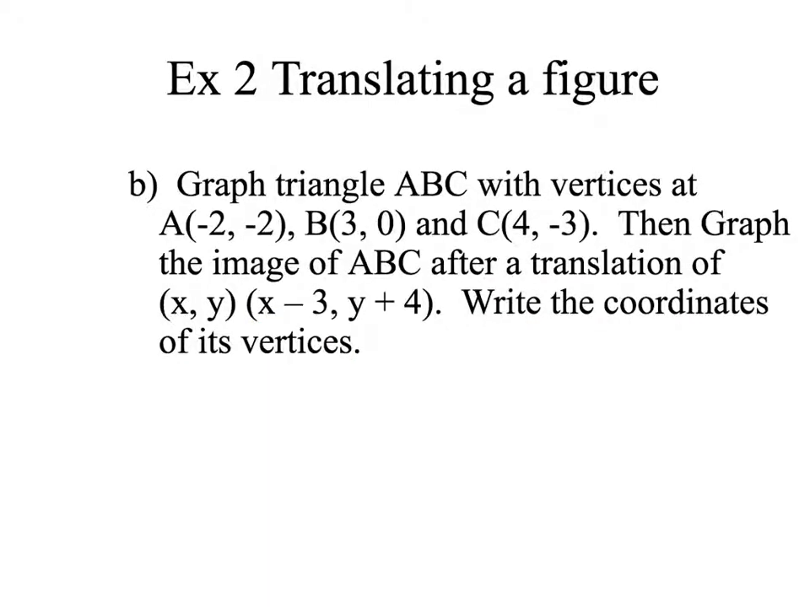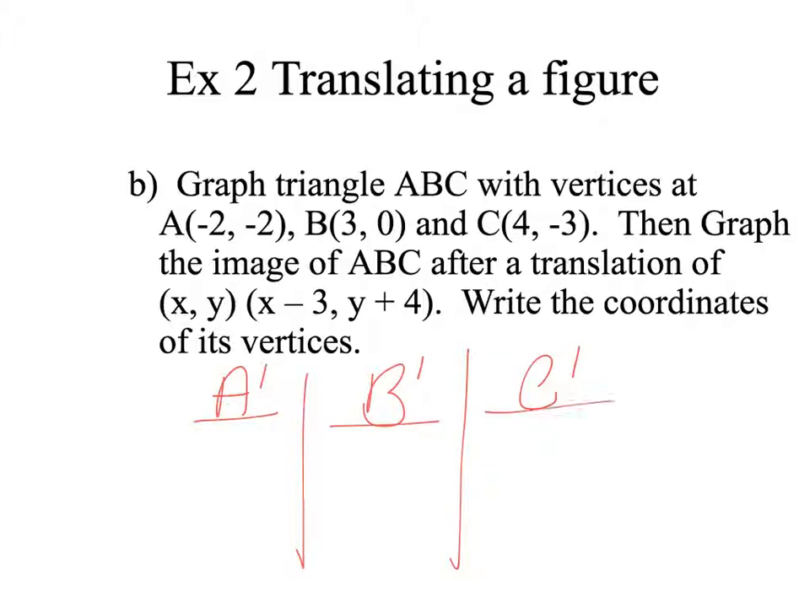Looking at another one, this time we have A prime, B prime, and C prime. We're being told we're going left 3 and up 4. So with A and A prime, we're starting at -2, -2. We're going to go -2 minus 3, because we went left 3, and -2 plus 4. So A prime is going to end up being -5, 2.